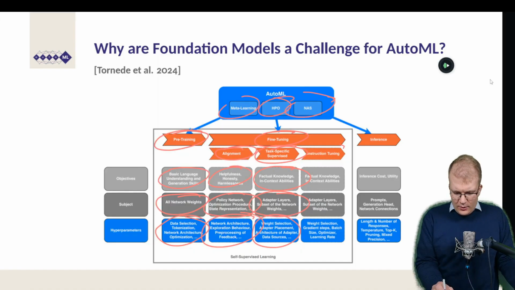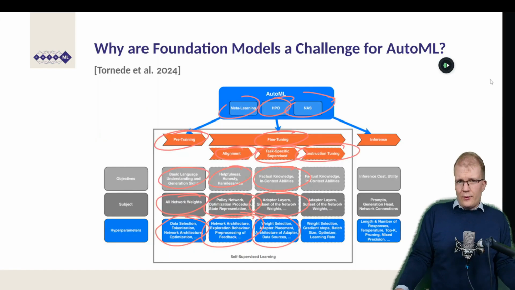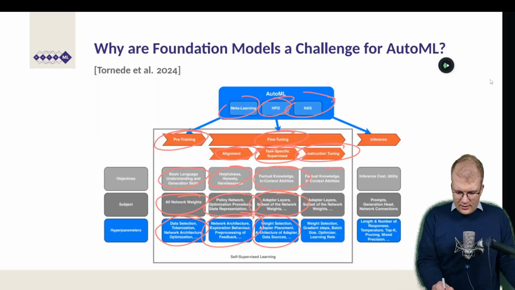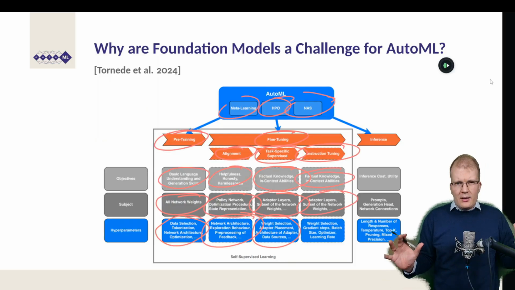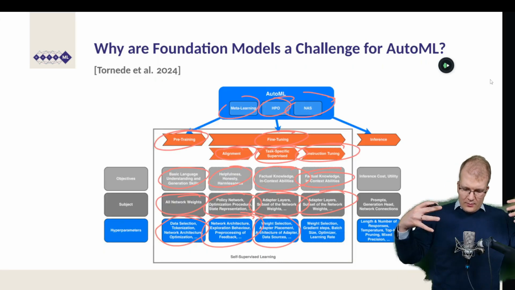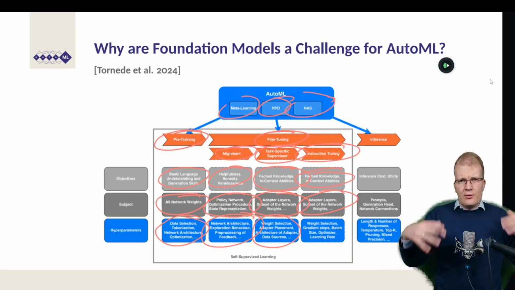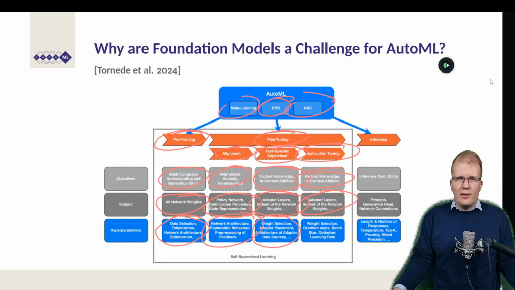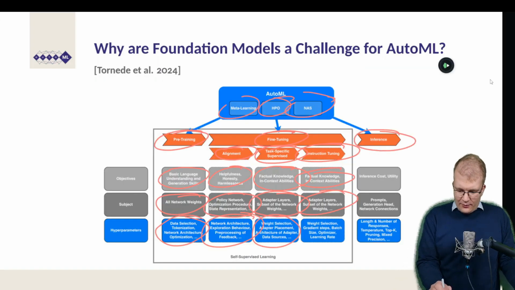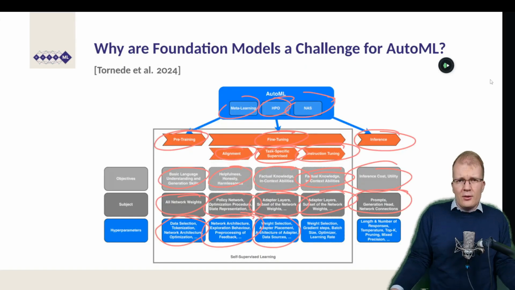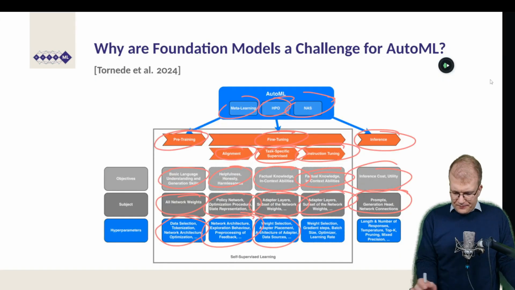And then we go over to instruction tuning as one further kind of fine tuning. Again, it's about factual knowledge. It's about adapting things and so on. But it's again not now this task-specific supervised learning, but instruction tuning so that it behaves more or less based on instruction, for example, like a chatbot. At inference, we have further problems, right? We have to care about inference cost, utility. There are different kinds of prompts we could now optimize, or generation head, network connections, all of that.